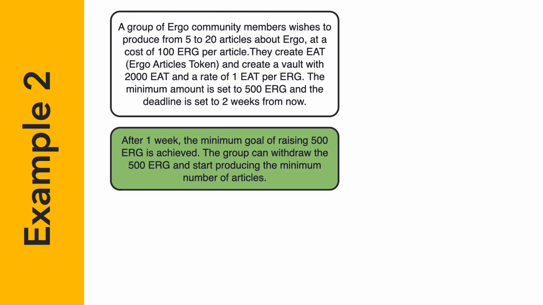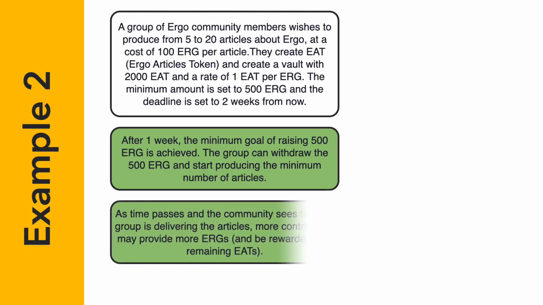Then let's suppose that after 1 week, the minimum goal of raising 500 ergs is achieved. At that point, the group can already withdraw the 500 erg and start producing the minimum number of articles, like 5 articles. Then as time passes and the community sees that the group is delivering the articles, more contributors may provide more ergs and be rewarded with the remaining EATs that are in the vault, up to 2,000 EAT.